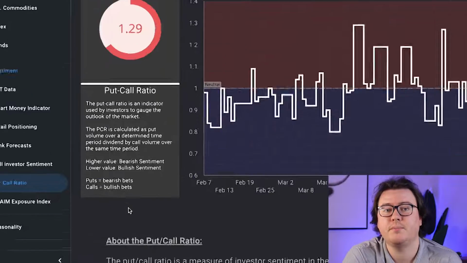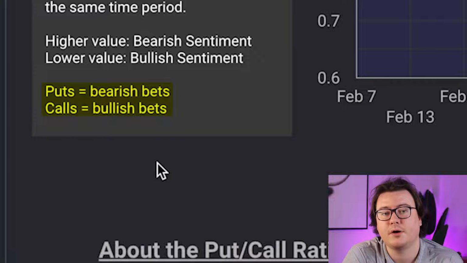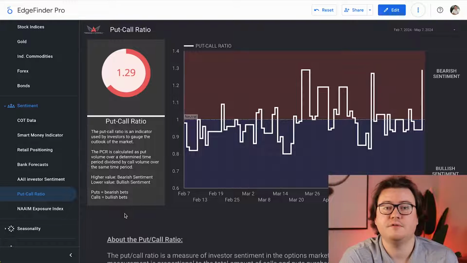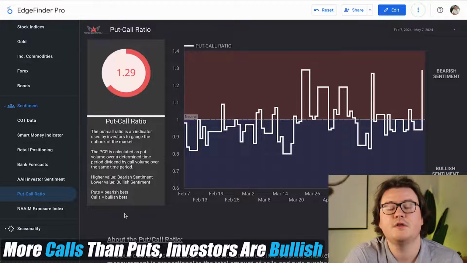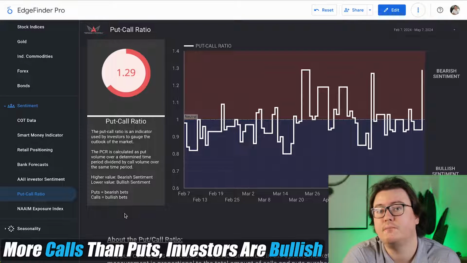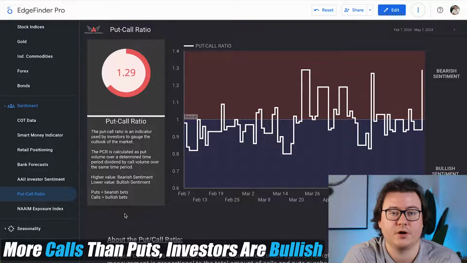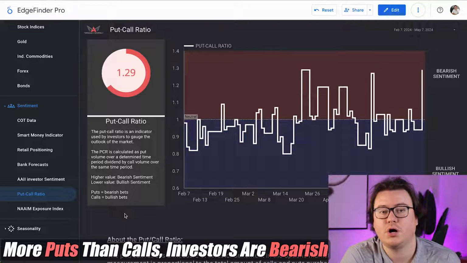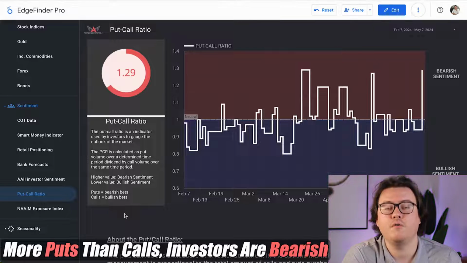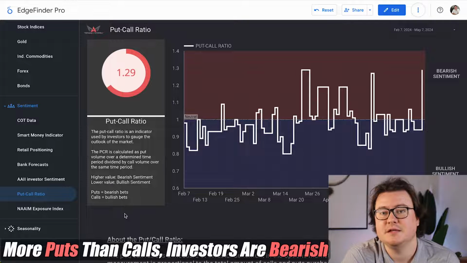If you're unfamiliar, puts are bearish bets made on the market and calls are bullish bets made on the market. So overall, if investors have more calls than they do puts on the market, then overall investors are more bullish than they are bearish on the market, and vice versa. If investors have more puts than they do calls placed on the market, then overall investor market sentiment is bearish.